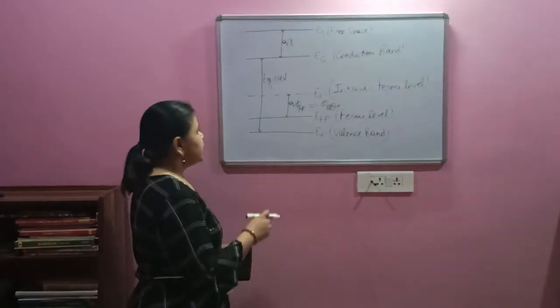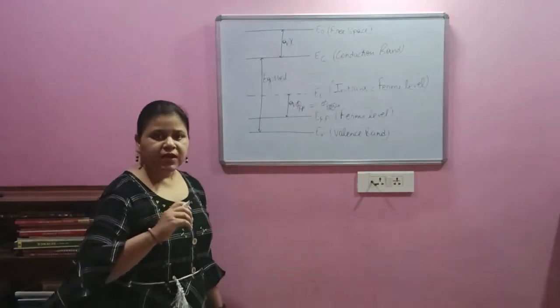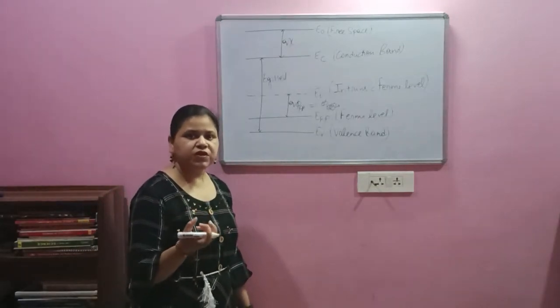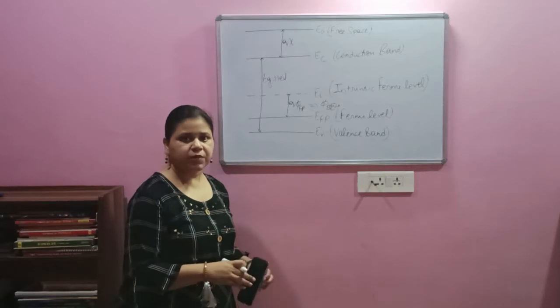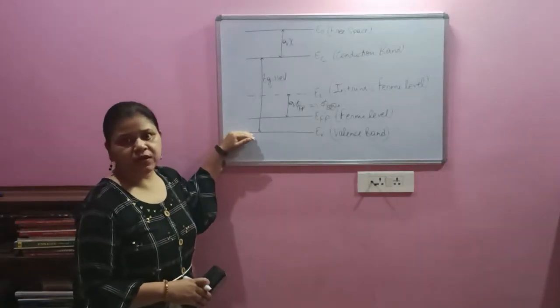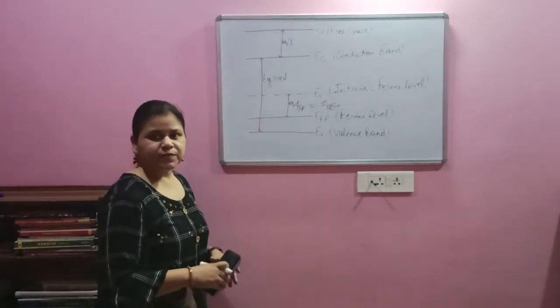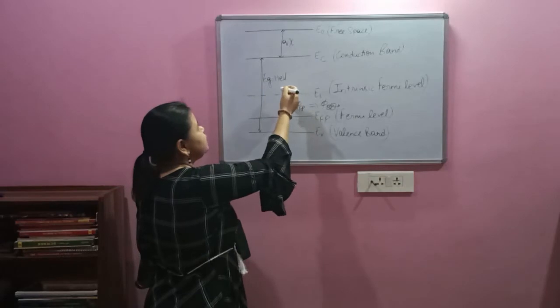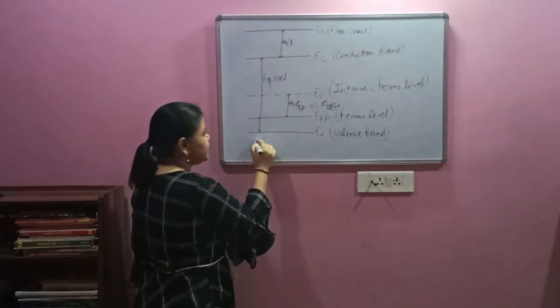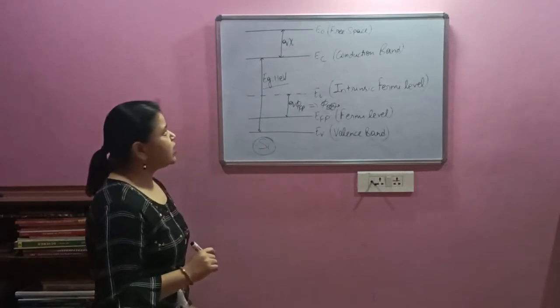Now the band gap is basically the distance between the valence band and the conduction band, or more precisely, the top of the valence band to the bottom of the conduction band. That is our band gap. And for the case of silicon as a semiconductor, this band gap or energy gap is 1.1 electron volt.